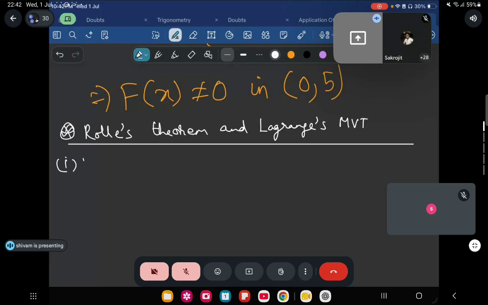Okay, number one, Rolle's theorem. Everyone, pay attention. Rolle's theorem is very important. Rolle's LMVT is very important.